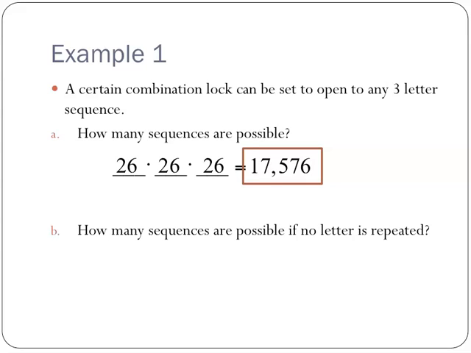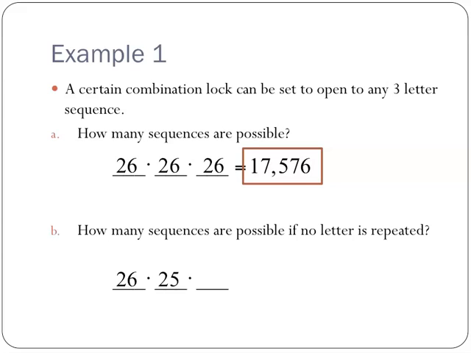All right, part B: how many sequences are possible if no letter is repeated? So we'll do the same thing. We'll have 3 blanks here. Now we know that the first slot can be filled in with 26, because it could be any letter. But then once one letter has been taken, since no letter is repeated, that means in the second slot there are only 25 options. We don't know which 25 letters are left, but we know there are 25.